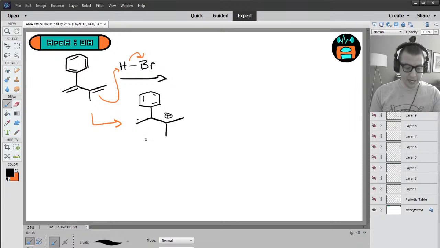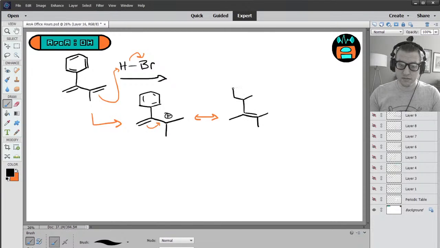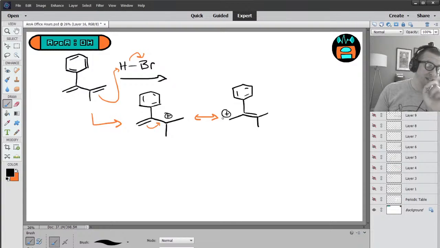It's tertiary and it's resonance stabilized, right? You get the benefit of a second resonance structure, which adds to the carbocation stability. Resonance structures always add to the stability of a carbocation. Yeah, Nathaniel, you totally got it.